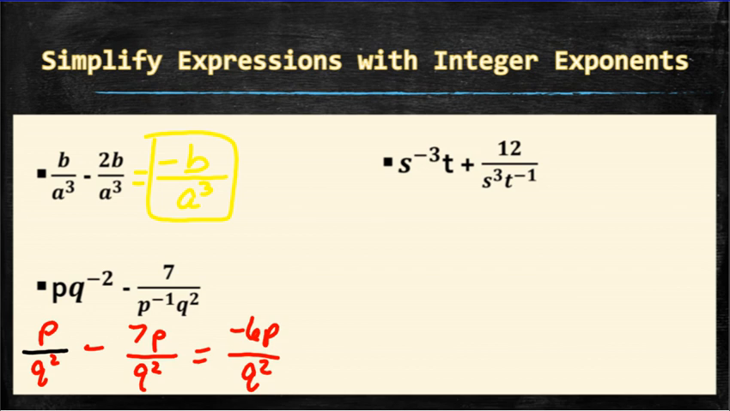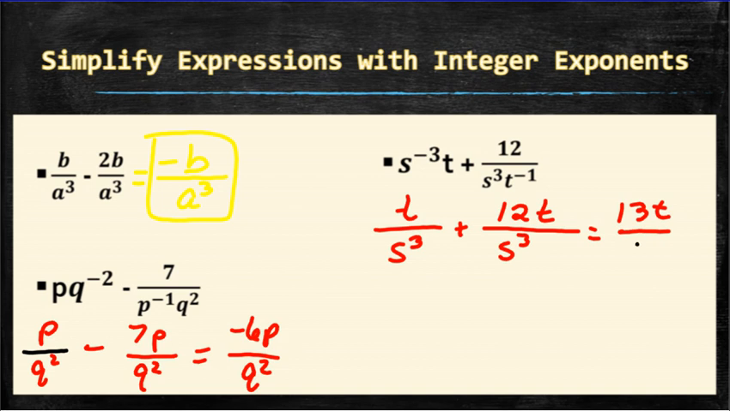Next one we have, let's rewrite s to the negative third t. So that would be t over s to the third plus s to the third stays on the bottom. T needs to go on top to make it positive, so it's plus 12t. Now if I add them together, 1t plus 12t gives you 13t all over s cubed. And that would be our answer for that problem.